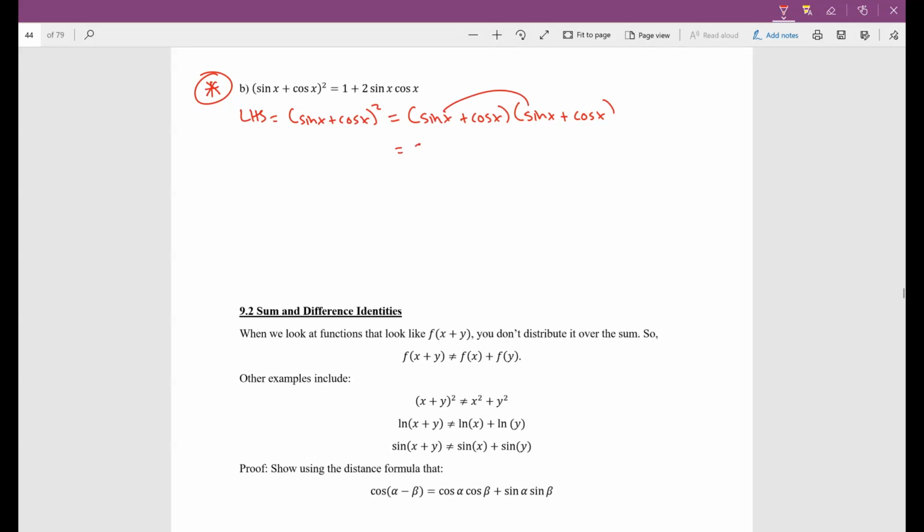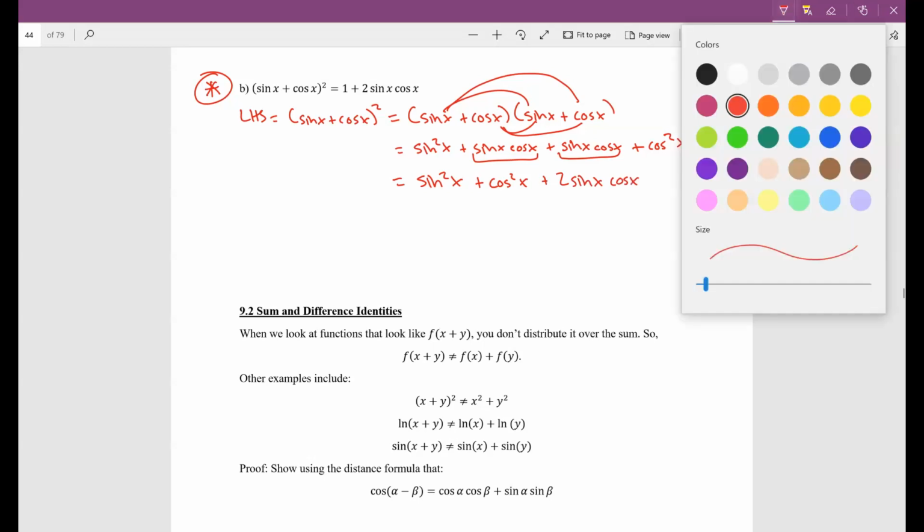So the first guy is going to give me sine squared x. The next guy is going to give me plus sine x cosine x. The middle guy is going to give me sine x cosine x again. And then the last guy is going to give me plus cosine squared x. So notice that you're going to have sine squared x. I can put the cosine squared x in front of it so that I have all my square terms first. Notice that this guy and this guy is going to give me plus 2 sine x cosine x.